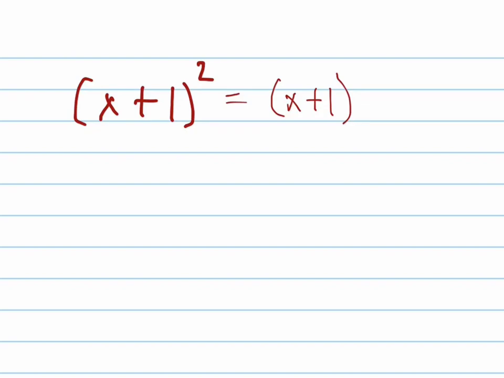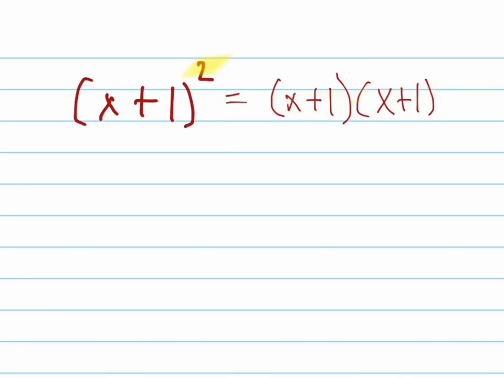This is FOIL. Alright, so what does this mean? This literally means 2 copies. So x plus 1 times x plus 1. Is everyone with me so far? Does that make sense? Alright, I'm just 2 there, 2 there. Okay.